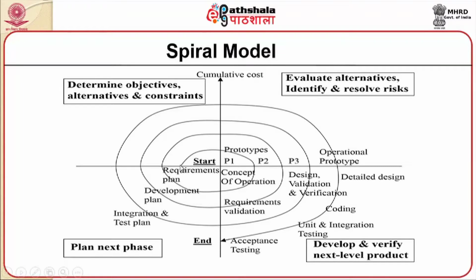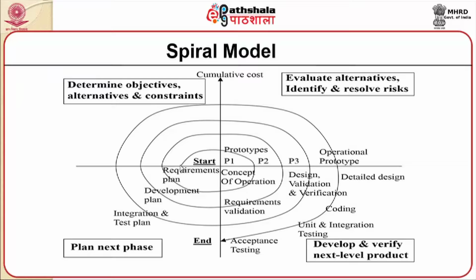So I would initially understand all the aspects of the objectives, which takes some of my time. I work back, I understand the complete requirements of the project, then I start building up a prototype initially. The first phase is to basically figure out what my objectives are, what my alternatives are, what my constraints are. The second phase is to evaluate the alternatives, identifying and resolving the risks.